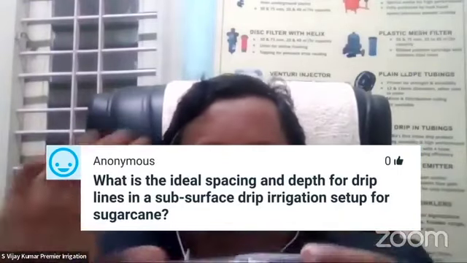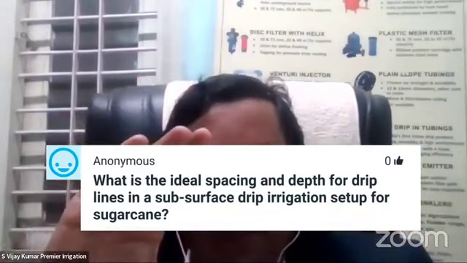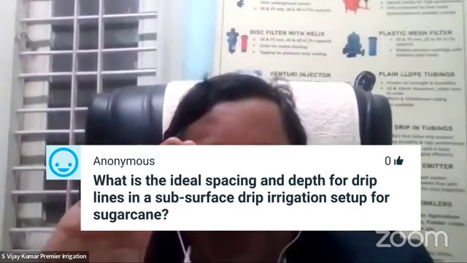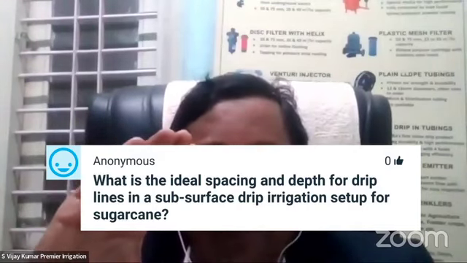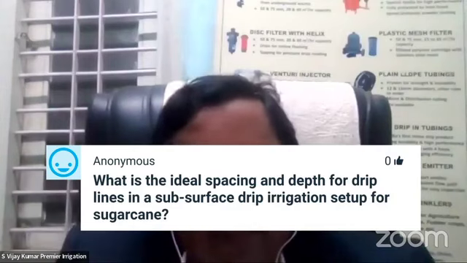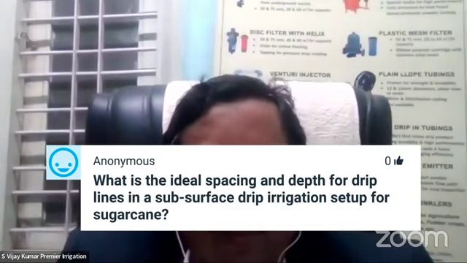And what is the ideal spacing and depth for drip lines to set up this irrigation? Yeah, that's a very good question. In fact, that is the most important part. Again, we have to ensure that the drip line is at a sufficient depth from the surface. Generally for sugarcane, the recommended depth is around 4 to 6 inches, and depending on the active root zone, if it has a deep rooted system like tea, you can go even up to 8 inches. So the crop's active root zone will decide the ideal depth at which the drip line has to be placed.